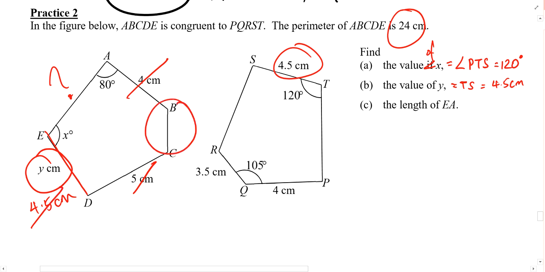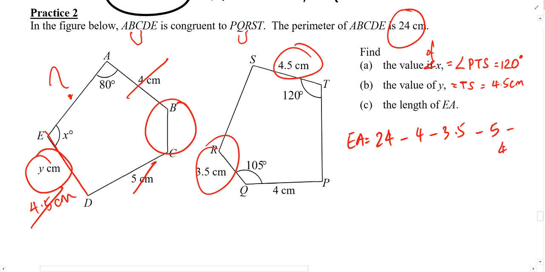What is BC? 3.5, okay. BC is equal to QR, which is 3.5. So EA must be equal to 24 minus 4 minus 3.5 minus 5 minus 4.5. Get the answer. Okay, I'm too lazy to calculate it out for you. Do it yourself. I'm sure you can get the correct answer.